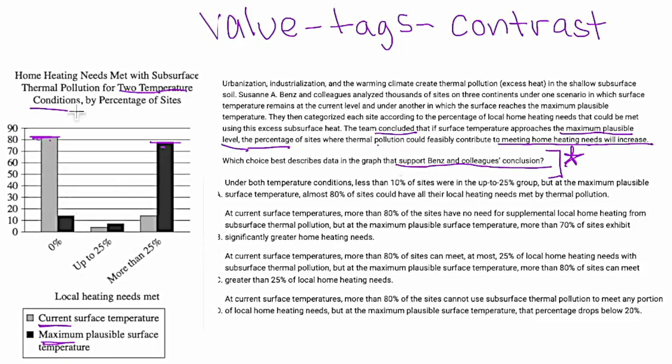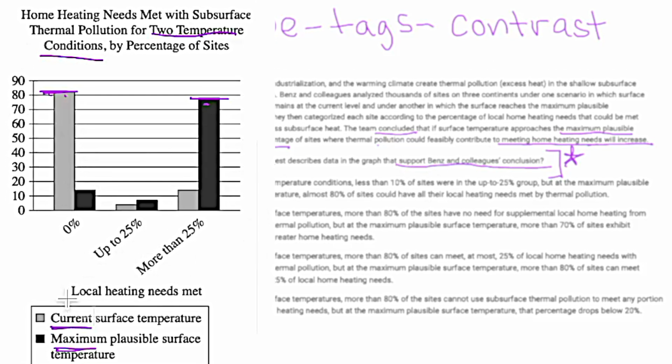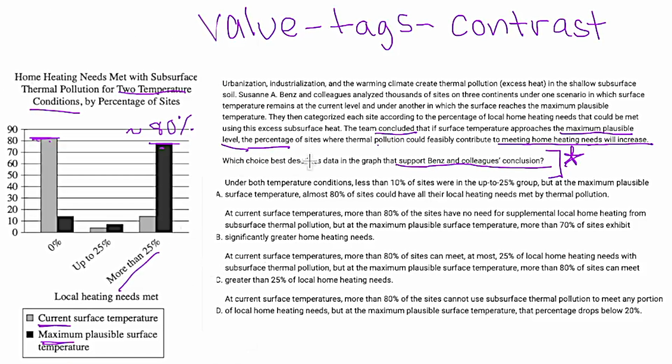So looking at my graph, I see automatically that the local heating needs were met at more than 25% here with this maximum plausible surface temperature, right? At 80%, about 80%, that happened. Okay, so we're going to eliminate our answer choices that aren't coinciding with that finding here.